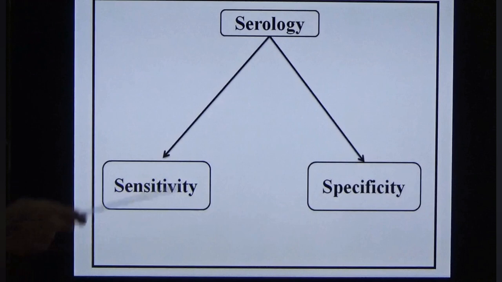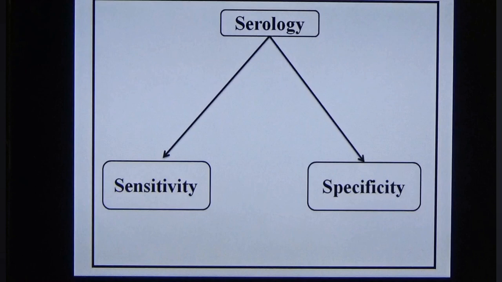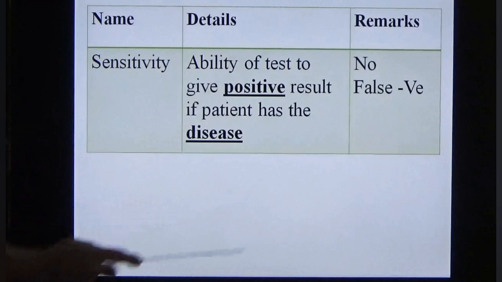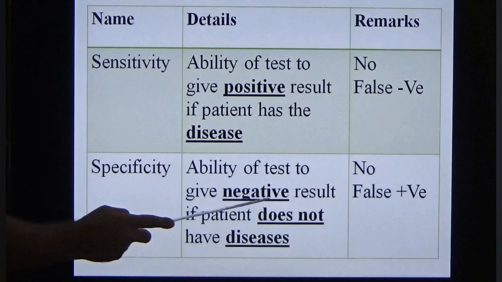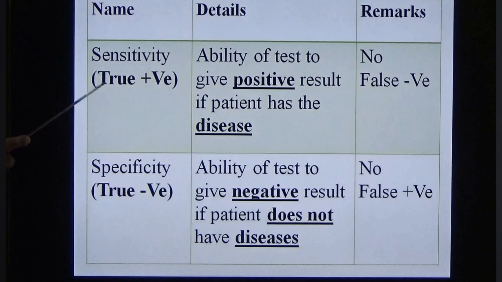Okay. And before going to serology, we should know two words, which are very important. One is sensitivity, another one is specificity. Here I am mentioning only the basic things. Sensitivity means the ability of the test to give a positive result if the patient has the disease. That means there should be no false negatives. And specificity means the ability of the test to give a negative result if the patient does not have the disease. That means there should be no false positives. So, simply, sensitivity means we are assessing the true positives, and specificity means we are assessing the true negatives.